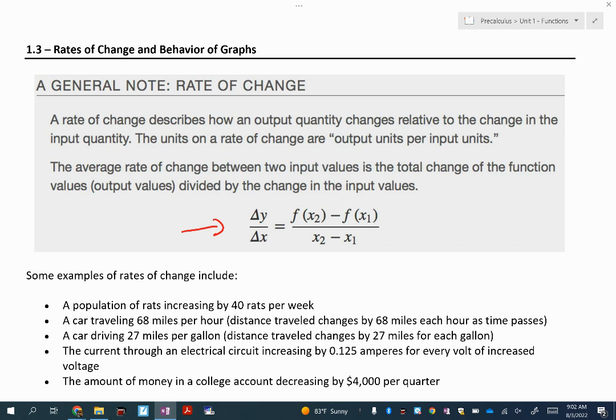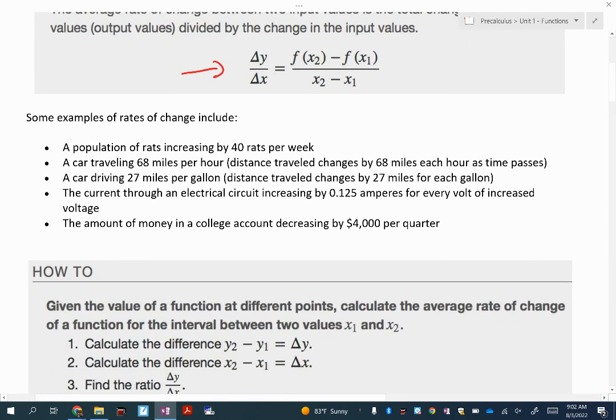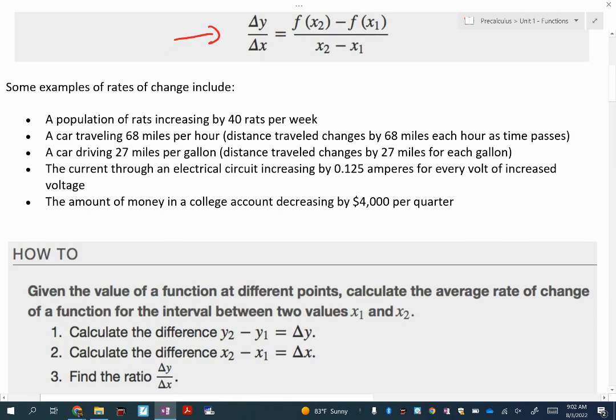Okay, so you can have any different units as long as you're looking at the change in the output relative to the input value. Here are some examples. The first one is not my favorite idea: a population of rats increasing by 40 rats per week. That sounds scary enough. And then another pretty common one that you'll see a lot, obviously, is a car traveling at 68 miles per hour. That's probably the most basic one in our life.